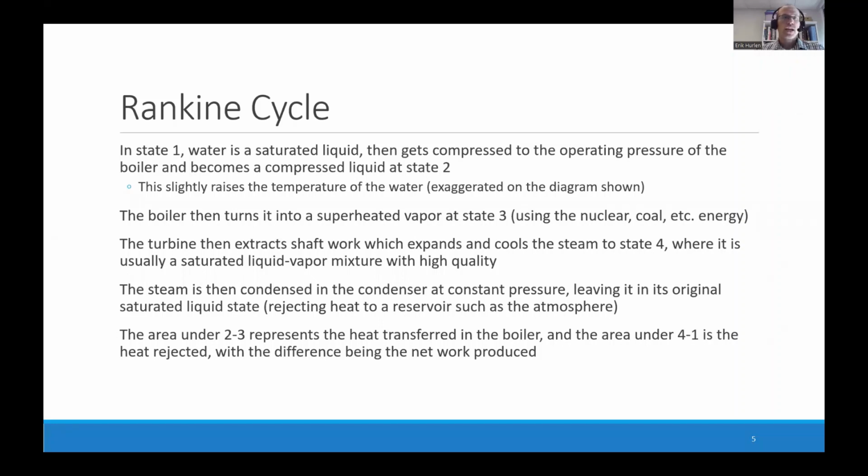This just shows a recap of what I just described on the previous TS diagram. Remember also that the area under the diagram represents energy. Specifically, the area under the 2-3 curve is the heat addition from the boiler, while the area under 4-1 is the heat rejected. And because this is a closed system, the difference between the two is the net work produced.